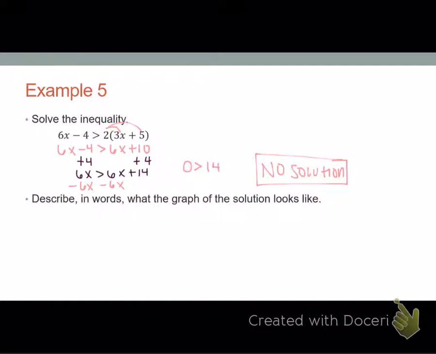Describe in words. So, what does the graph look like for us if it's no solution, Lexi? It's not shaded in at all. There's no shading whatsoever. There's nothing on the number line.